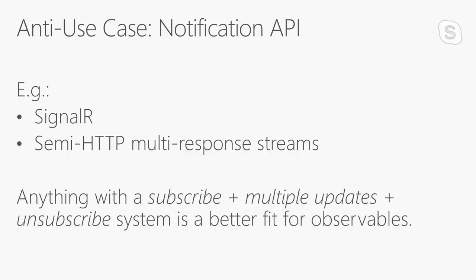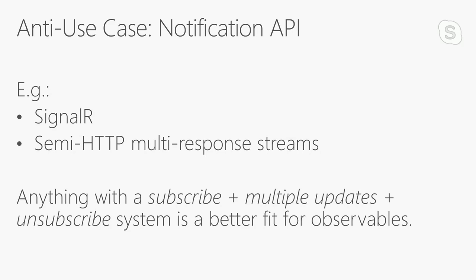Before jumping on, I do want to make a quick note here that there's an anti-use case as well. Asynchronous enumerables are not for absolutely everything. When you have more of a notification API, for example, SignalR, we have a system usually where the client will connect to the hub, then it will receive multiple messages, and then it will disconnect from the hub. Or another thing that's become more common in the last few years are these HTTP streams that send out multiple independent responses. So in this kind of scenario, you'd connect to a socket, you'd get multiple messages on that, and then disconnect it.